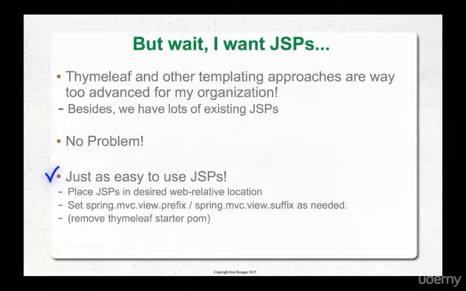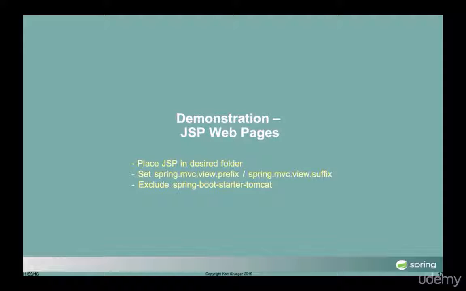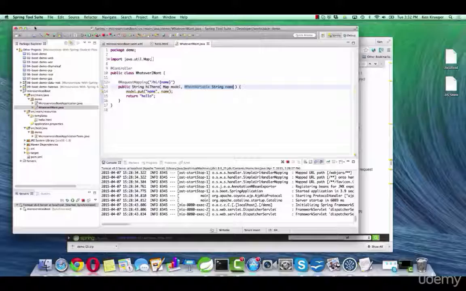What we need to do is place the JSPs in a web relative location instead of that templates folder. And then we have to set some specific properties that are used to customize Spring Boot, specifically a spring.view.prefix and a spring.view.suffix. And then I need to remove the Thymeleaf starter POM, and I also need to exclude the Spring Boot starter Tomcat because I don't want that to get in the way. So let me go ahead and show you what this looks like.